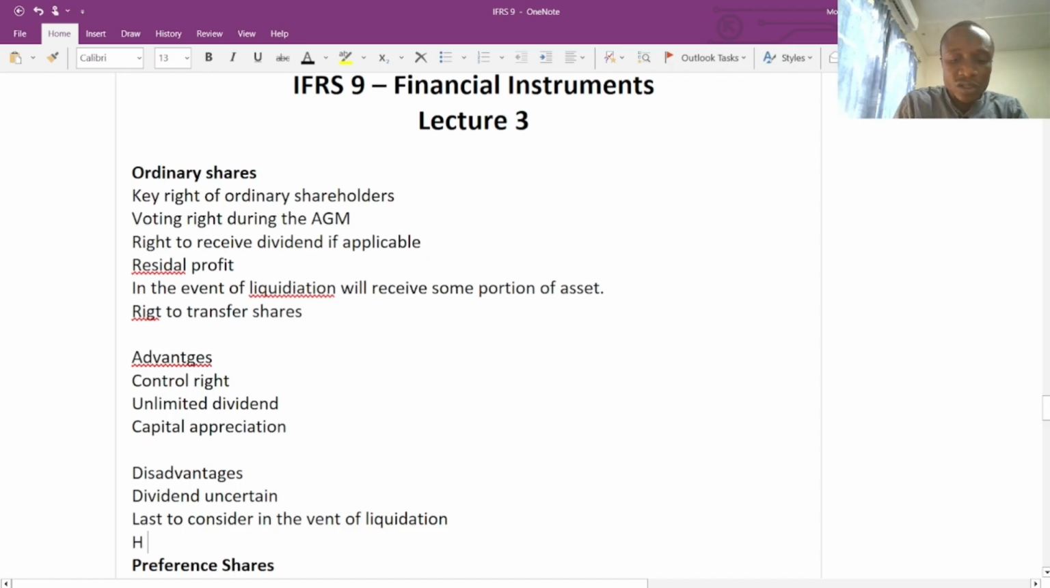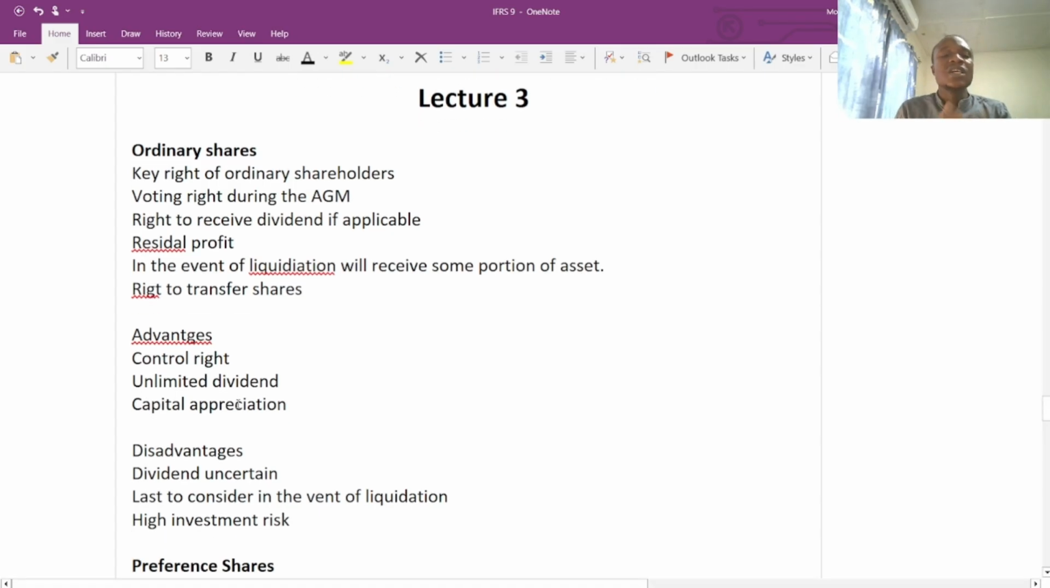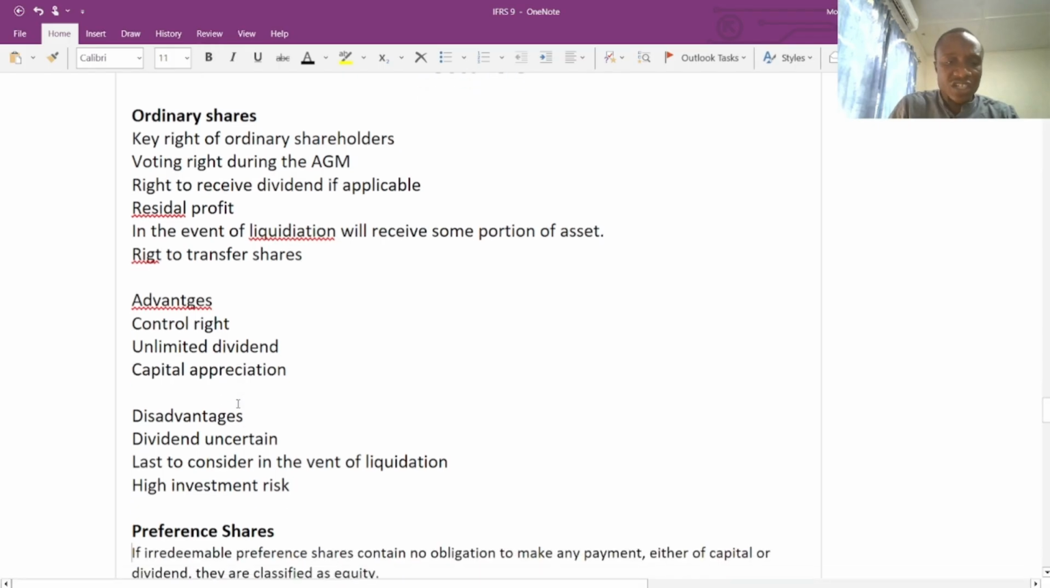Then also it is of high investment risks because at any point in time, the share value can fall significantly, which will result in a significant risk of investment. So basically, this is just a few bullet points so you can compare and contrast between the ordinary shares and the preference shares. So now we are going to look at preference shares.